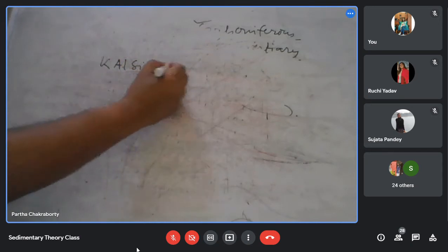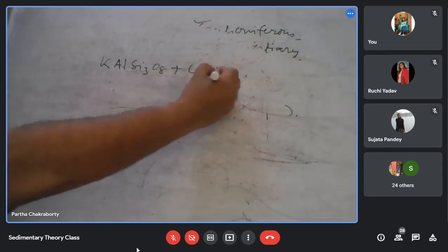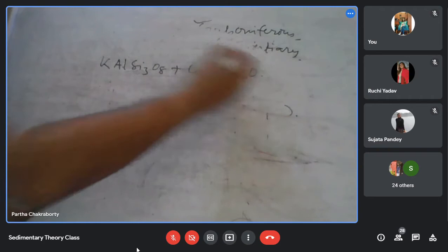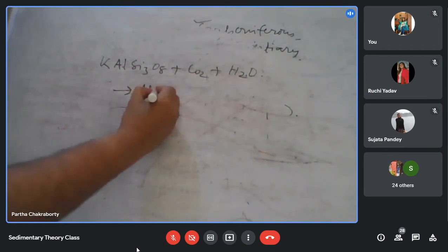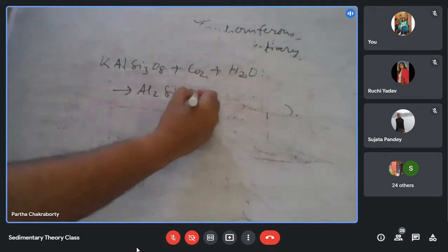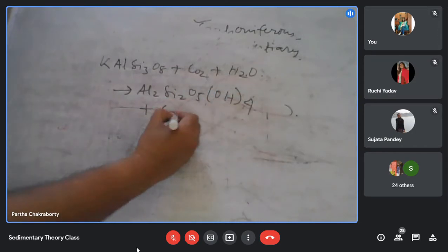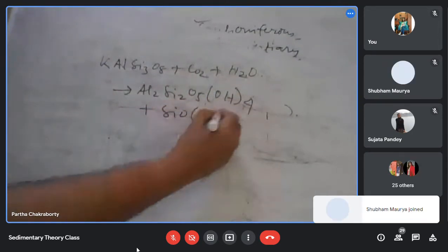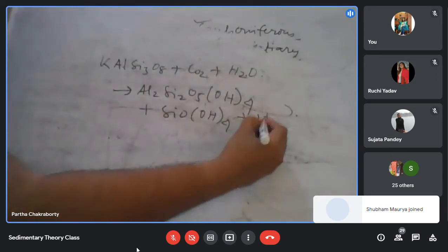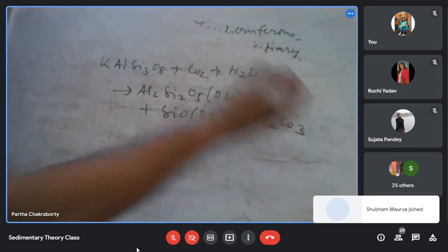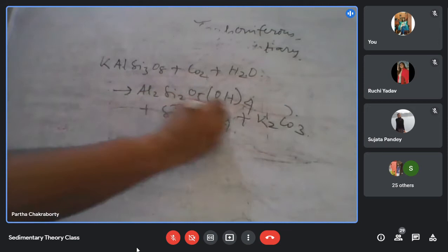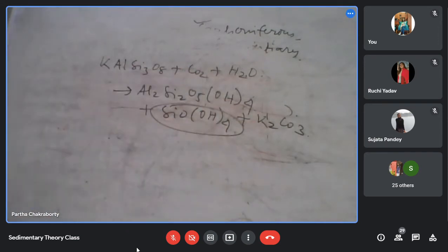KAlSi3O8 plus CO2 plus H2O, so you get Al2Si2O5(OH)4, that is called kaolinite. You get Si(OH)4, plus K2CO3. This is the reaction. So you always release silicic acid.